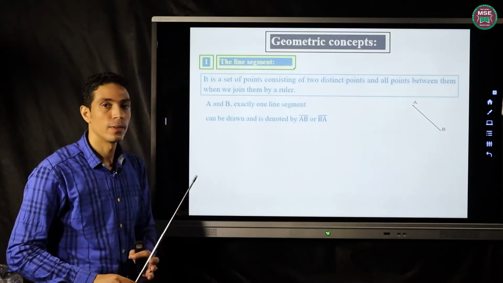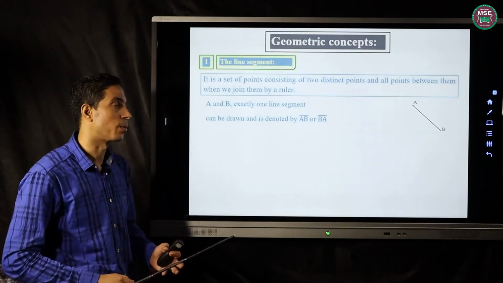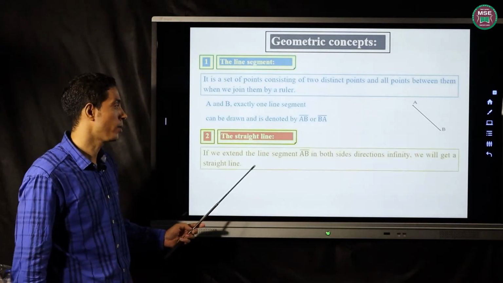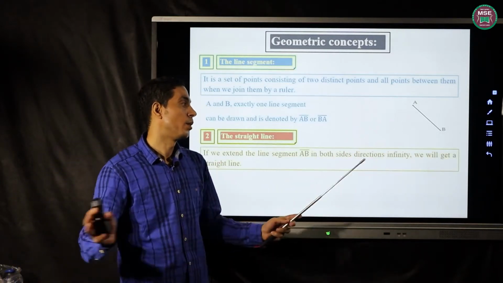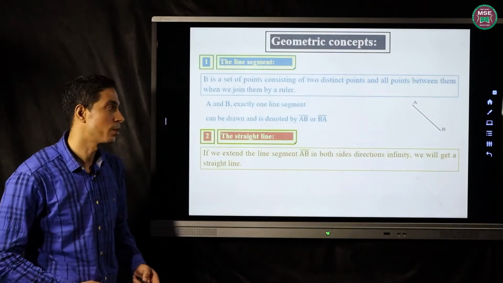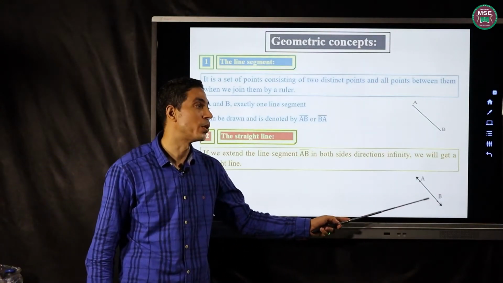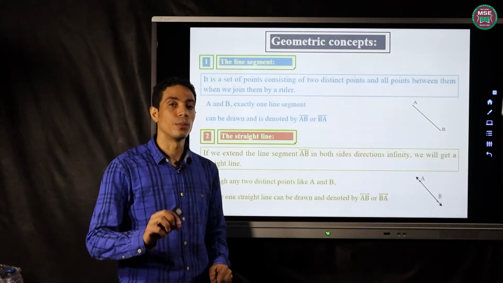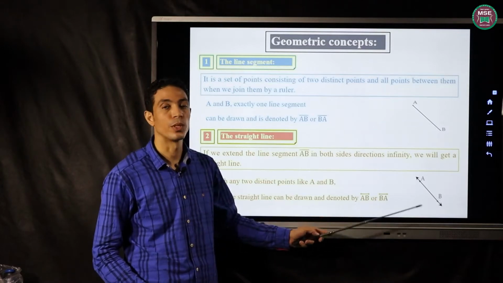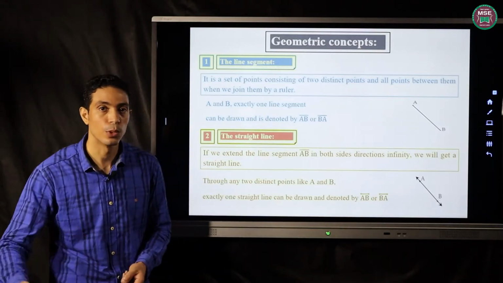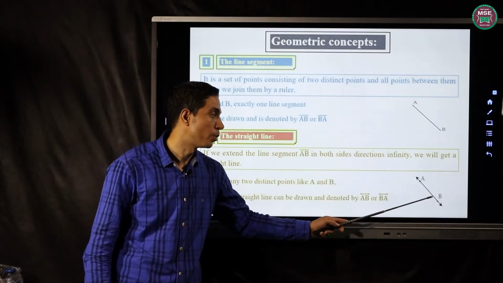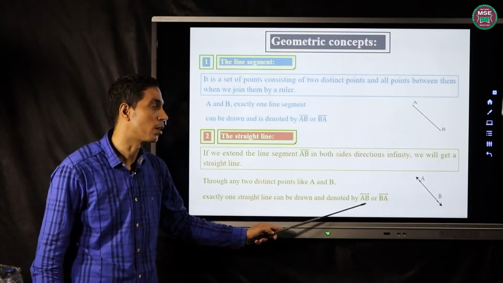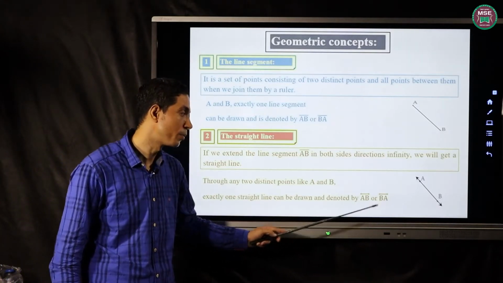And any line segment has length. We can measure the line segment length. Number 2, the straight line. The straight line is the same AB, but it's extended infinitely in both directions. Example, straight line AB. The straight line has infinite numbers of points and has no length because it has no starting points or ending points. And A or B are points on the straight line. And we can denote it by straight line AB or BA.